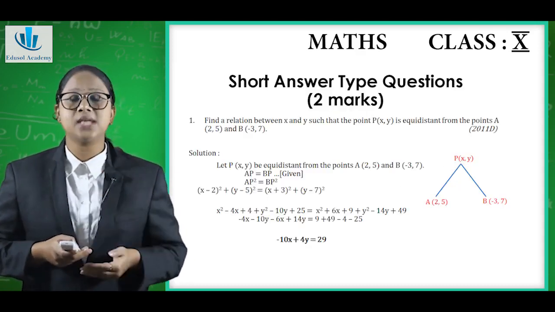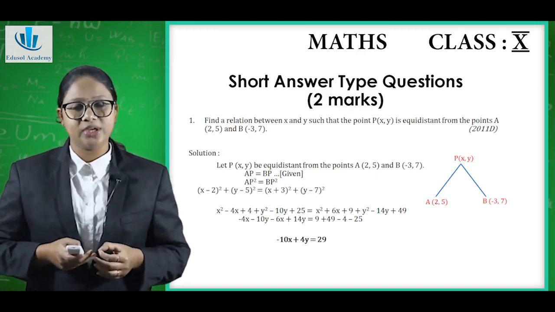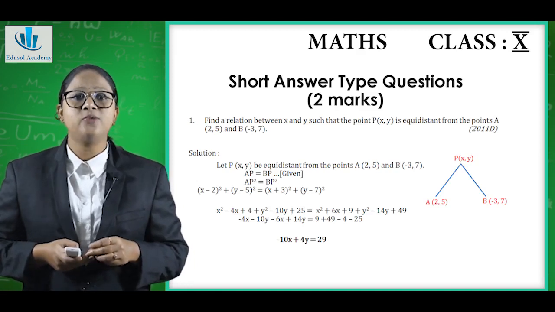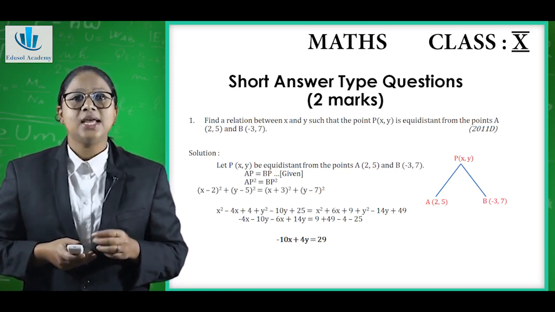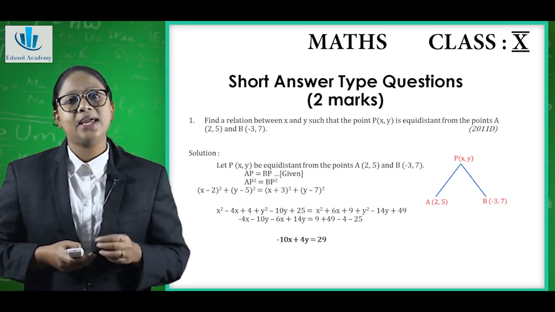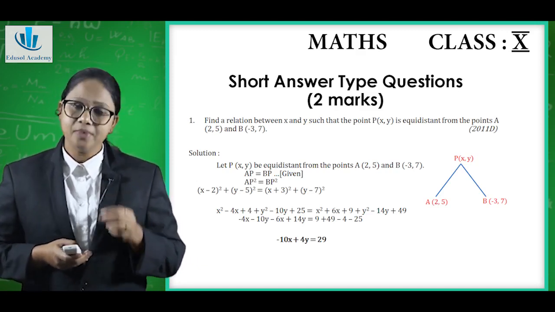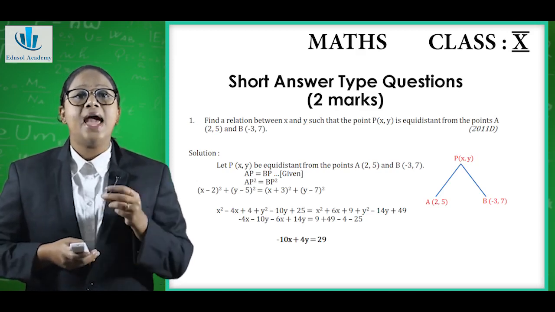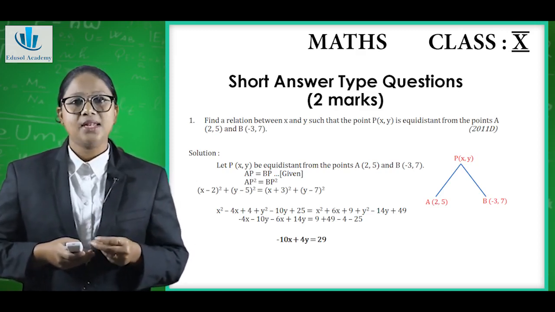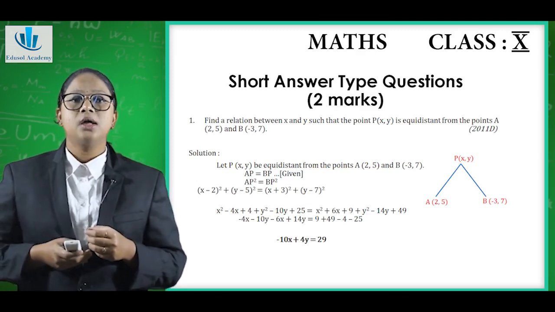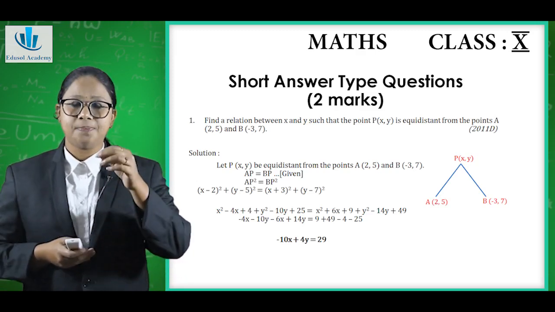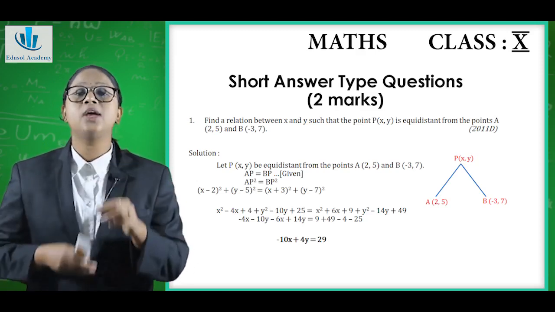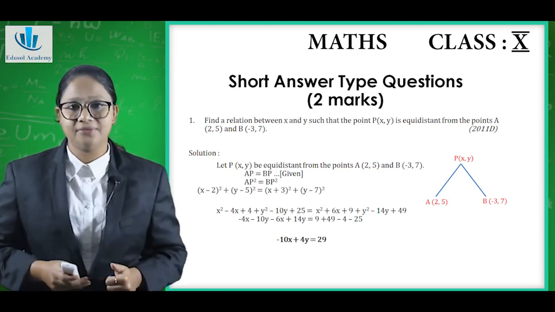Moving on to the next type of questions, short answer type questions carrying 2 marks each. Find a relation between x and y such that the point P(x, y) is equidistant from the points A and B. A is (2, 5) and B is (-3, 7). Now equidistant means the distance from the point P to both A and B are the same. PA is equal to PB.